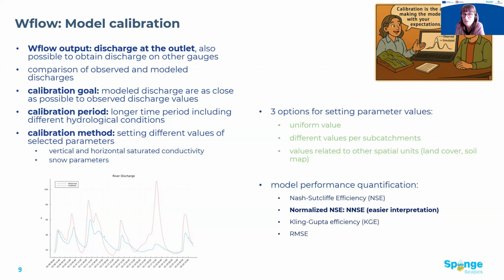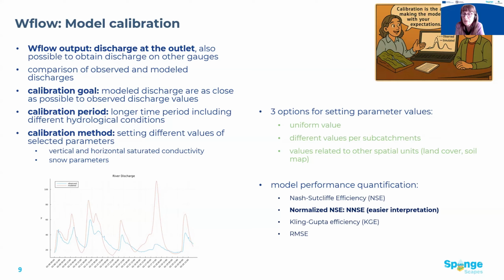We have 3 options for setting parameter values. The first one is most simple. We just assign a uniform value to a selected parameter. The second one, assign different values to a parameter per subcatchment. And the last one changes the values that are related to other spatial units, such as land cover or soil map, and this is done automatically.